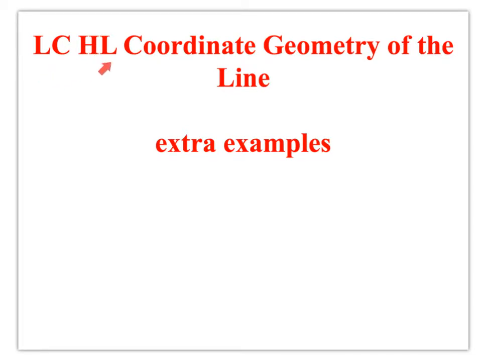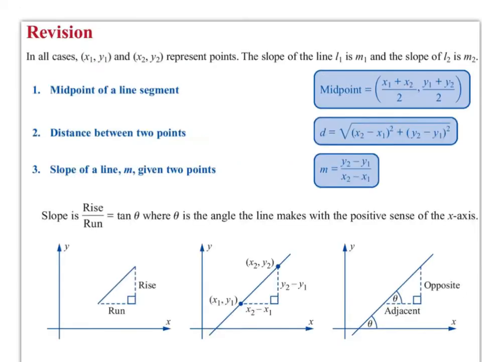Leaving Cert Higher Level coordinate geometry of the line. Extra examples. Revision. In all cases, x1, y1 and x2, y2 represent points. The slope of the line L1 is m1 and the slope of L2 is m2.